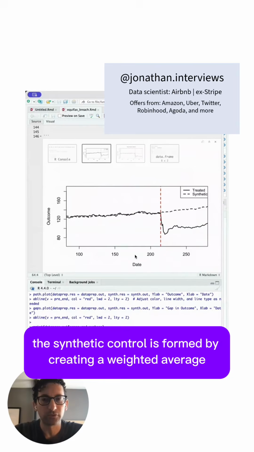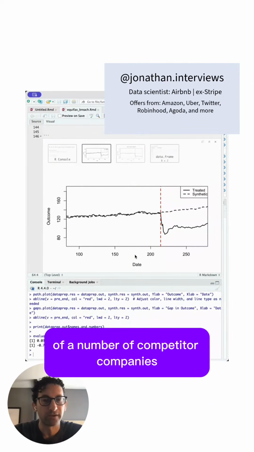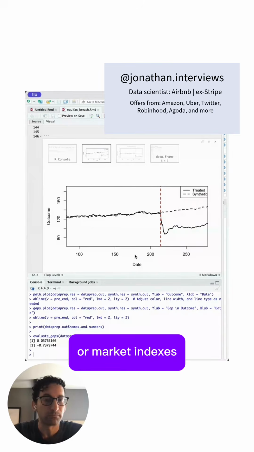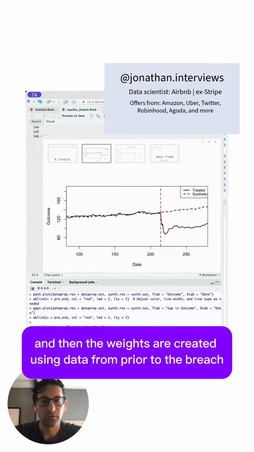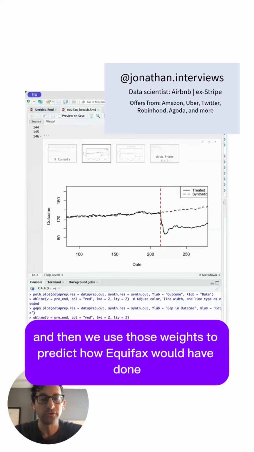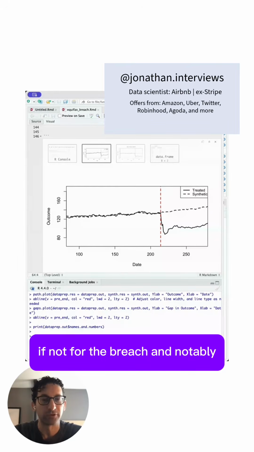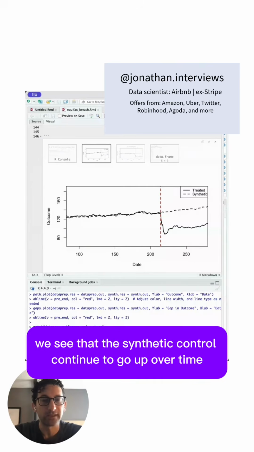The synthetic control is formed by creating a weighted average of a number of competitor companies or market indexes, and then the weights are created using data from prior to the breach, and then we use those weights to predict how Equifax would have done if not for the breach. And notably, we see that the synthetic control continued to go up over time.